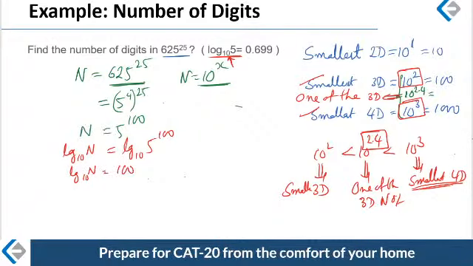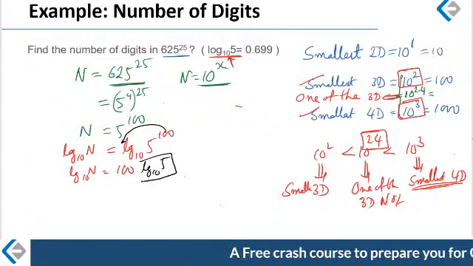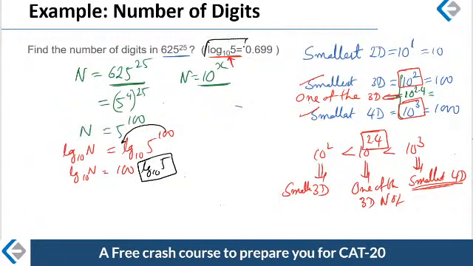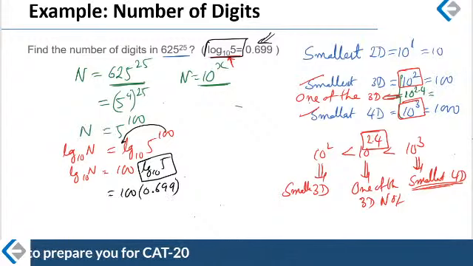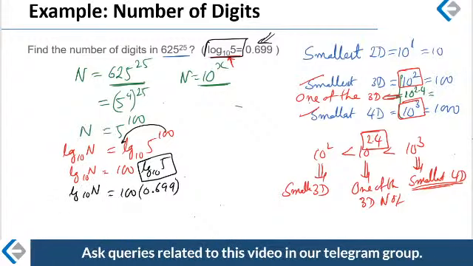Now which rule are you using? You are using the power rule. Bring this 100 here: 100 times log 5 to the base 10. What is the value of log 5 to the base 10 given? Log 5 to the base 10 is given as 0.699. Write it. Therefore, this is 100 times 0.699. That is log n to the base 10. Therefore, log n to the base 10 is 69.9. Now take anti-logarithm, my friends.